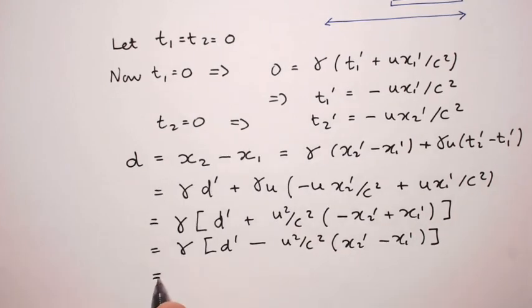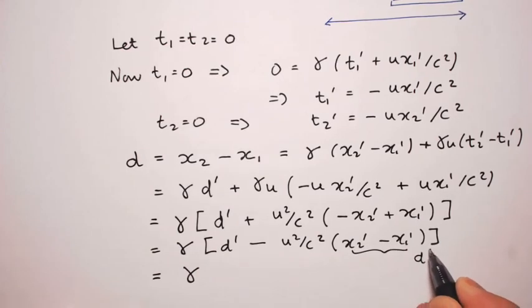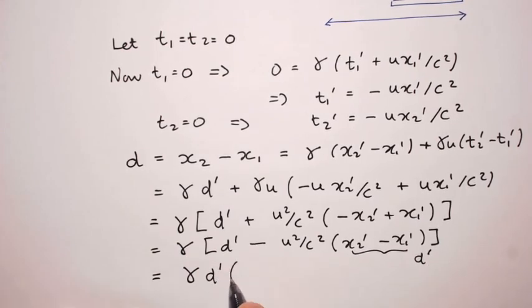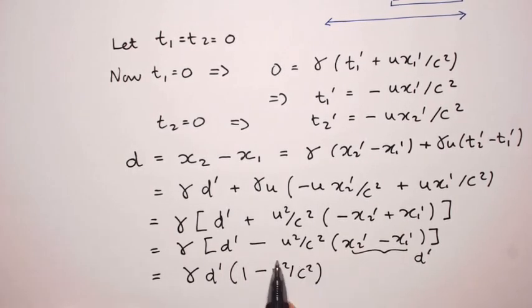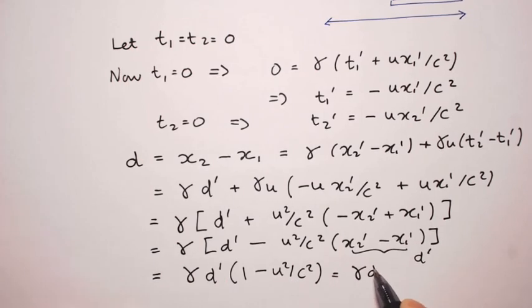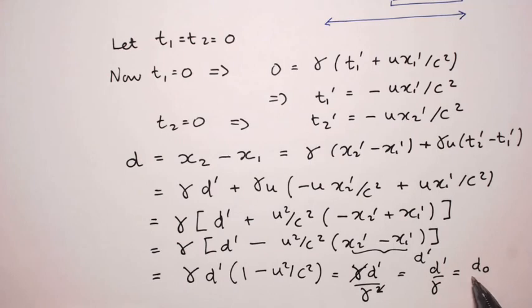And that we recognize as d prime. So we can continue to write gamma. And then because this is d prime, we can take that out as a common factor. And we have left 1 minus u squared upon c squared. And that we recognize as 1 upon gamma squared. So we have gamma d prime divided by gamma squared, and we end up with d prime upon gamma, and d prime is d naught, so we have d naught upon gamma. So that is the correct formula for length contraction, which is d is equal to d naught upon gamma.